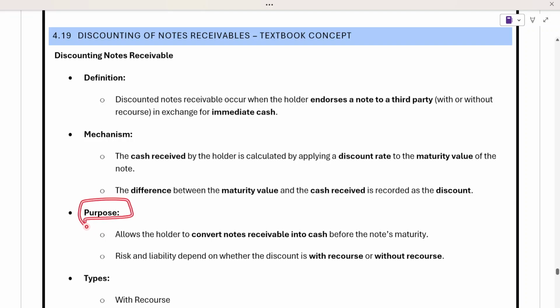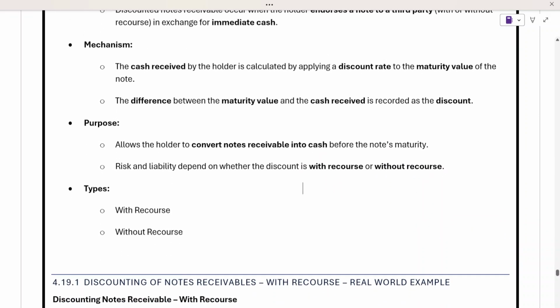The purpose, why do we use it? It allows the holder to convert notes receivable into cash. Basically, IBM got the cash immediately, so that is helpful for IBM. Before the note matures, it will take 6 months to get mature, so IBM needs the money as of now, and finally they go and discount this note receivable. Now let's talk about the risk and liability. It depends on whether the discount is with recourse or without recourse, that is with bad debt or without bad debt. There are two types which we have already talked about, with recourse and without recourse, and we have already discussed them more in the factoring session.